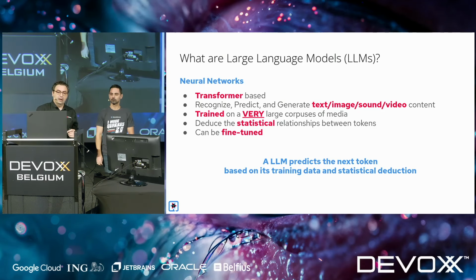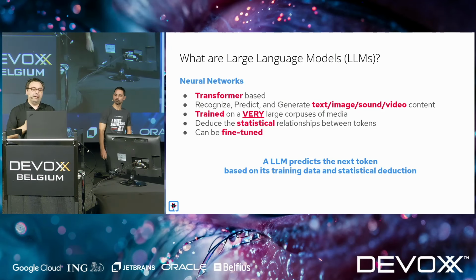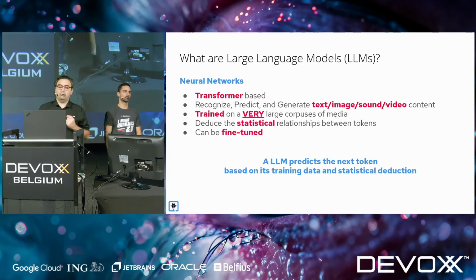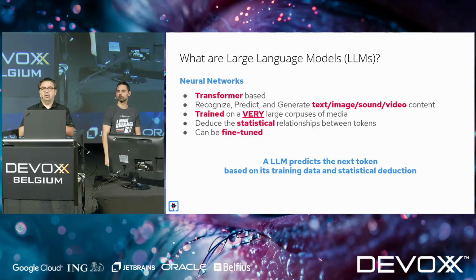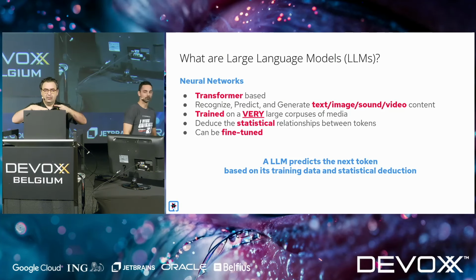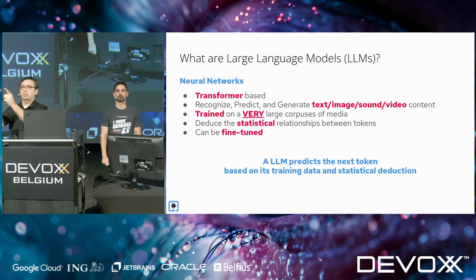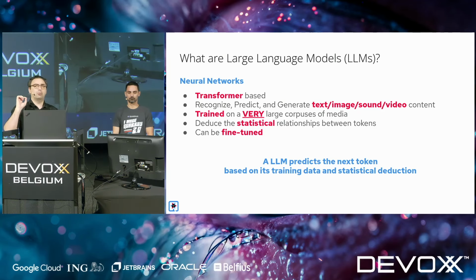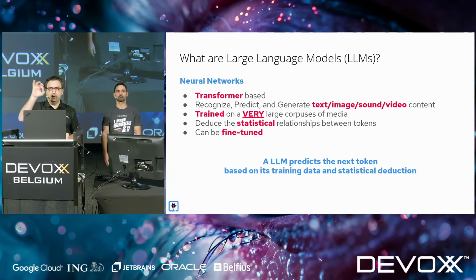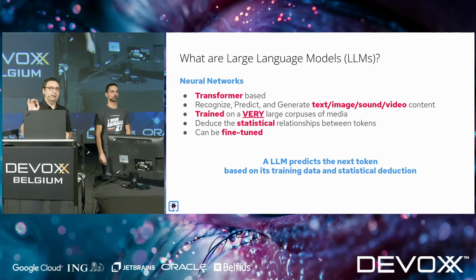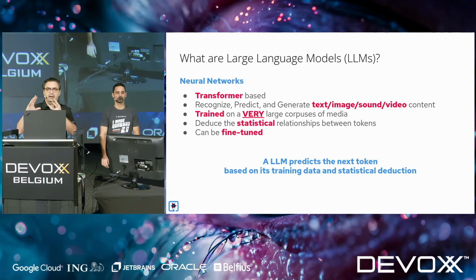To do that, these models are trained on very, very large corpuses of media. You can see all the books, all the images, and so on. They put that in, which means that when you see a recurring pattern, you say, oh, the next one is going to be this. Obviously, it's slightly more complicated, and there are a lot of statistical rules that influence this prediction. And that means that these LLMs are not deterministic. That's a big change when we deal with an LLM.